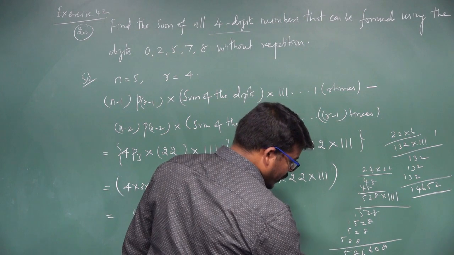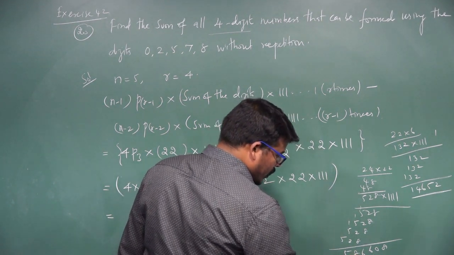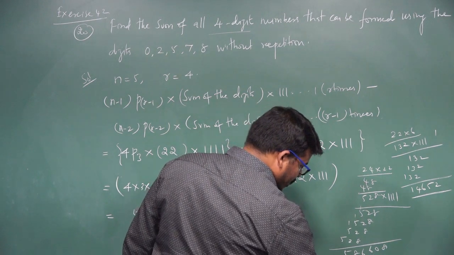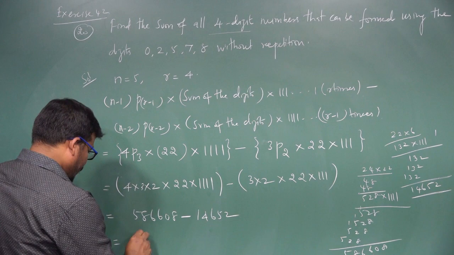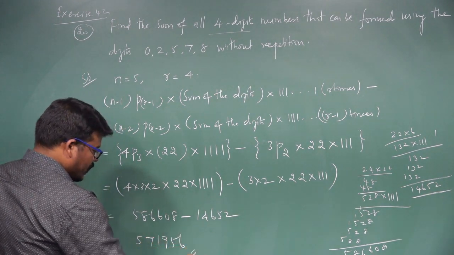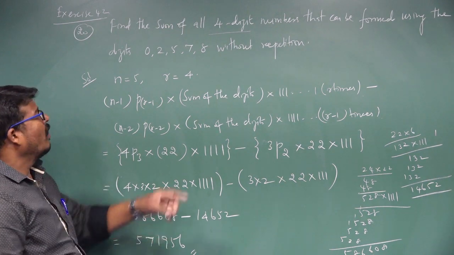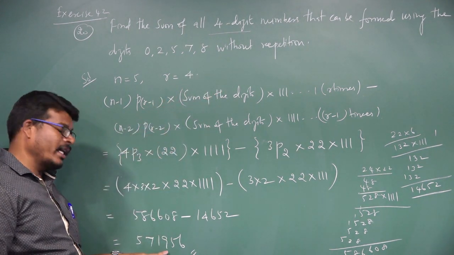Subtracting: 8 minus 2 is 6, next 10 minus 5 is 5, next 15 minus 6 is 9, 9 minus 4 is 5, and so on. The result is 571956, the sum of all the 4-digit numbers. That is the answer: 571956.